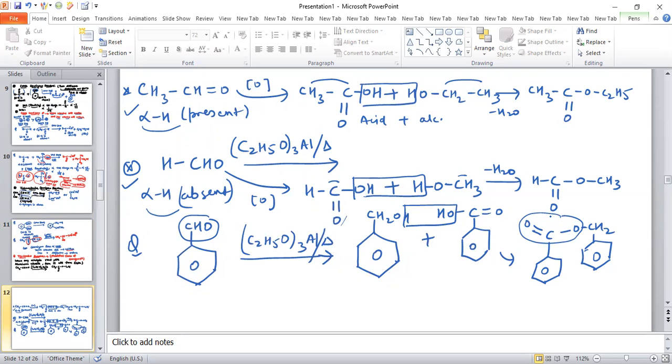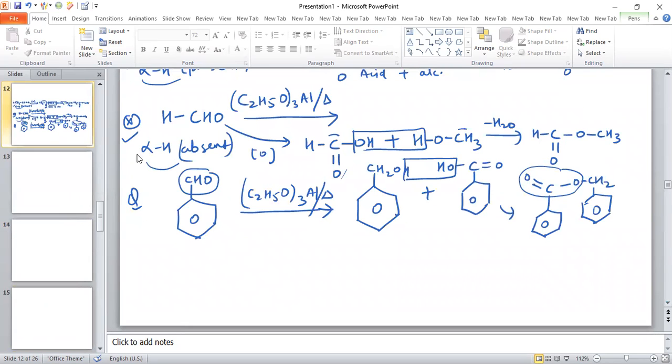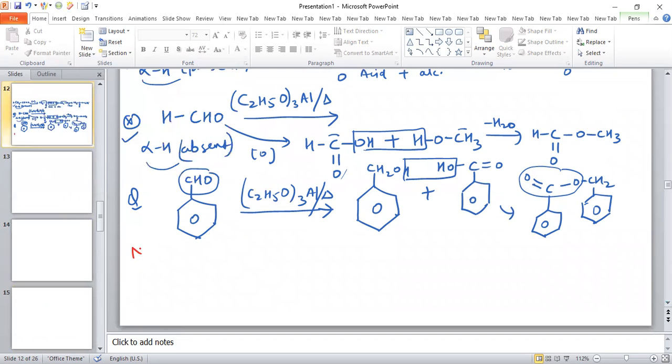Now we are going to discuss the tests for aldehydes. So this is about the Tischenko reaction. What are the features of the Tischenko reaction? You can make a note about the Tischenko reaction. I'm going to discuss the note about the Tischenko reaction.